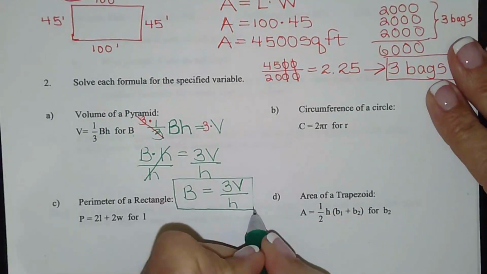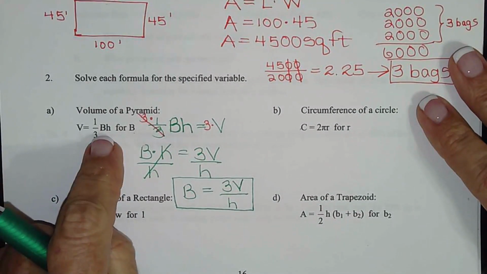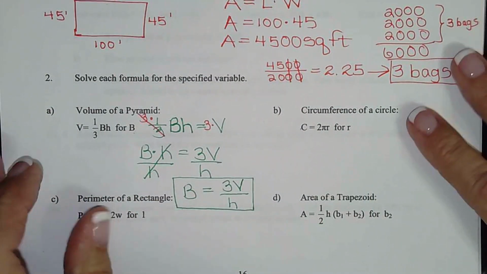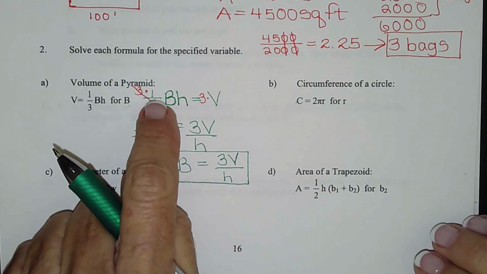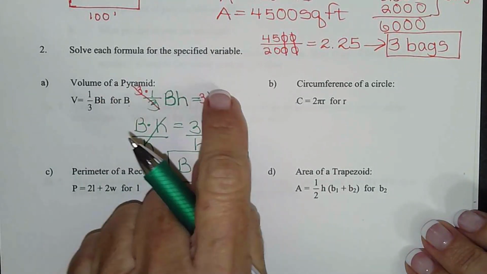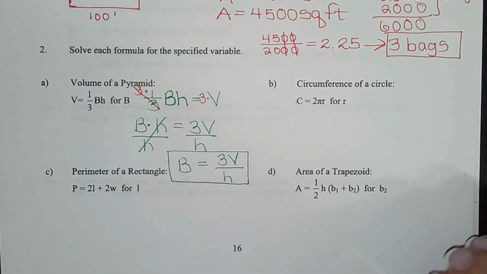You take the given formula, whatever letter they want you to solve for, you put that side on the left, and then you undo or do the opposite. What's the opposite of divide by 3? Times 3. What's the opposite of times H? Divide by H. Do the opposite to get that letter alone.